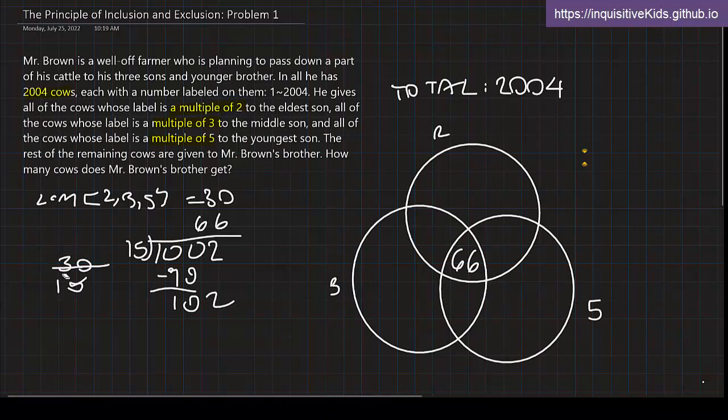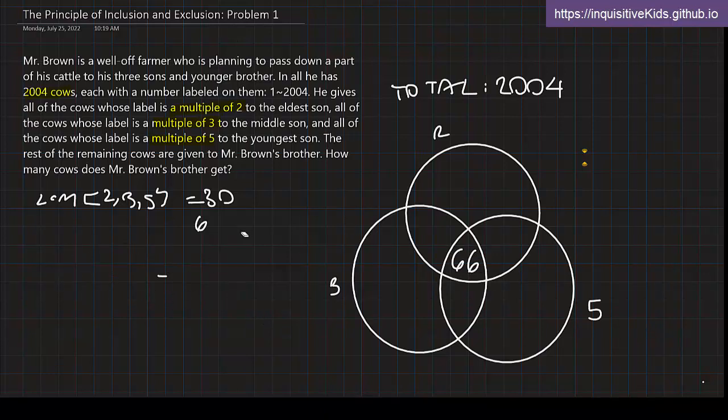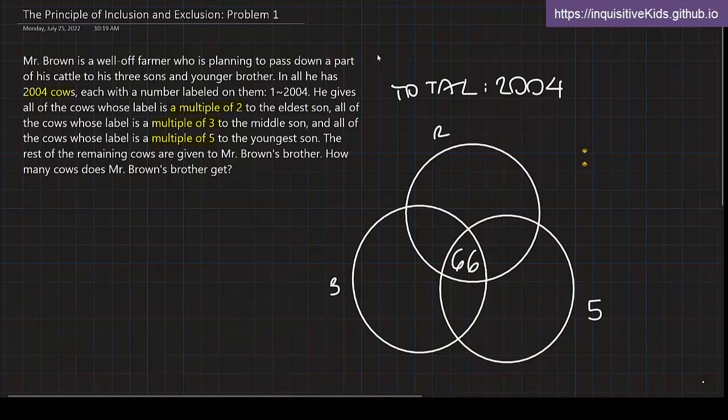I'm going to erase this because I want to make sure we have enough space. Okay, now that we have 66, let's pick any combination of two numbers. How about 2 and 3? Well, the LCM of 2 and 3 is 6. And what's 2004 divided by 6?